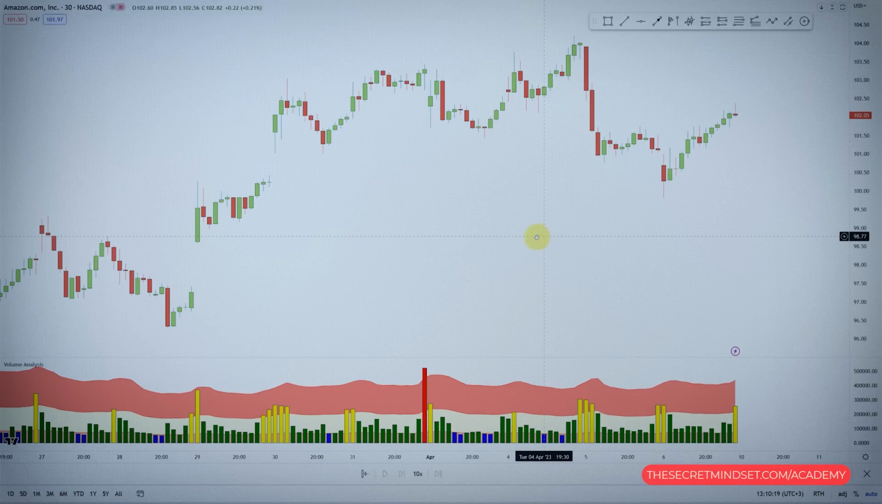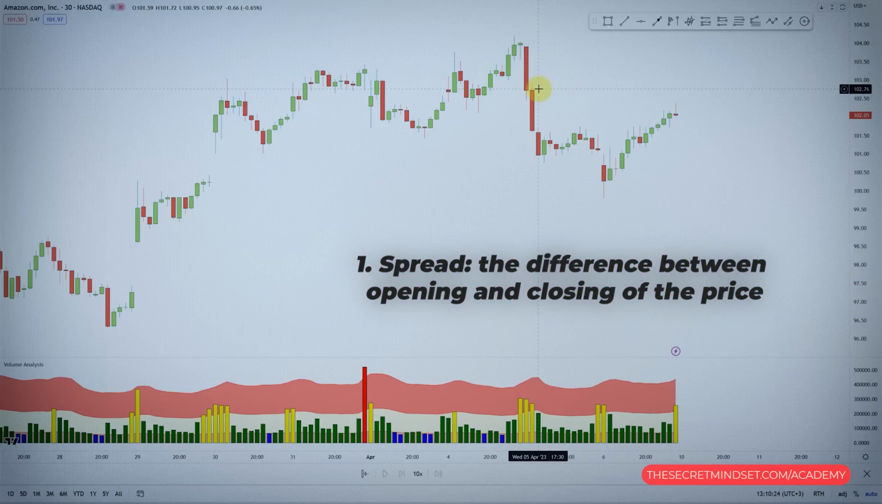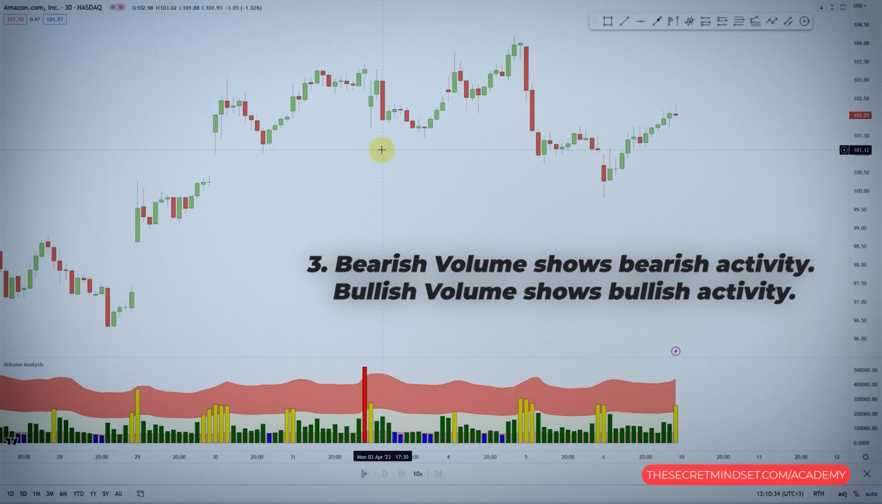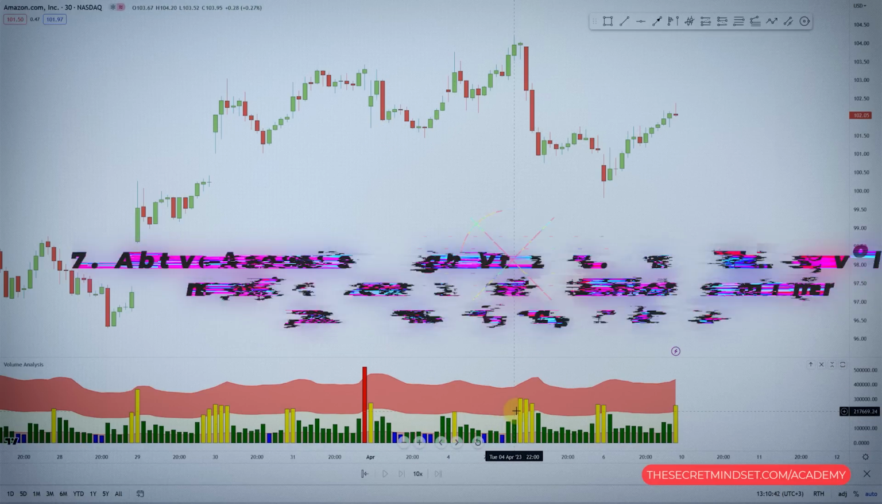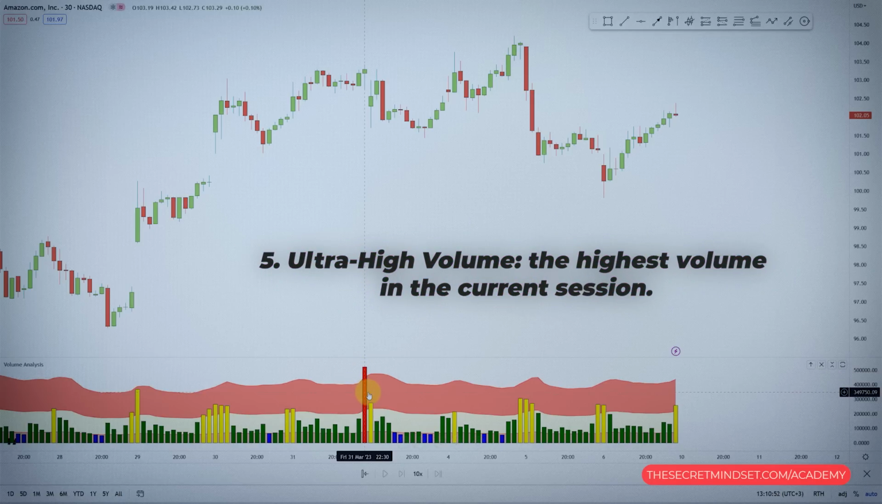First, you need to know the components of the volume spread analysis. First is the spread. The spread is the difference between the opening and closing of the price. Volume is the number of transactions during a time interval. Then we have bearish and bullish volume. Bearish volume shows bearish activity. Bullish volume shows bullish activity. Then we have above average high volume. This is the highest volume in the current session, which is higher than the average volume. And then we have the ultra high volume. It's the highest volume in the current session.